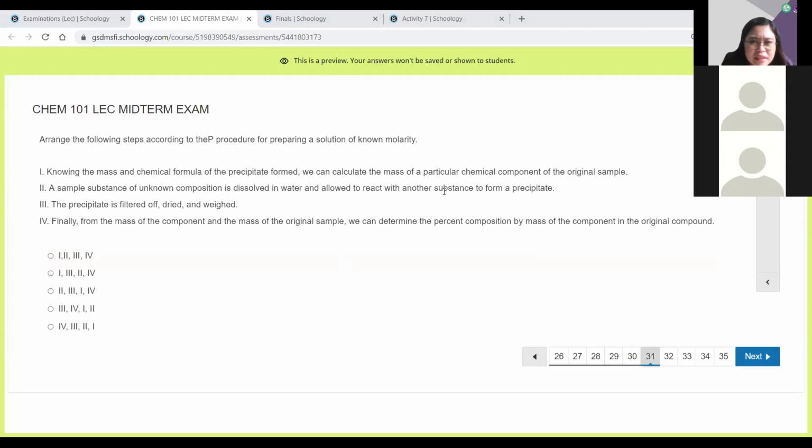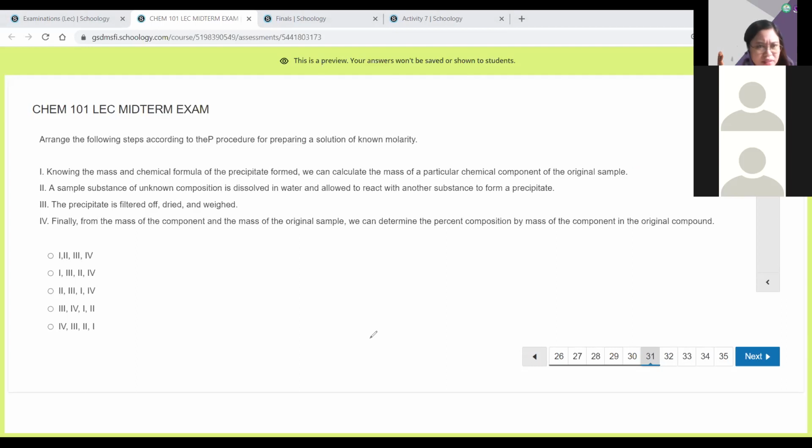Knowing the mass. This should not be the molarity, right? This is for the gravimetric analysis. Right? This is for the gravimetric analysis. Why is there a precipitate? Well, let's read. Knowing the mass and chemical formula of the precipitate formed, we can calculate the mass of a particular chemical component of the original sample. This should be last. This should be 4. Wait, let me delete this first.